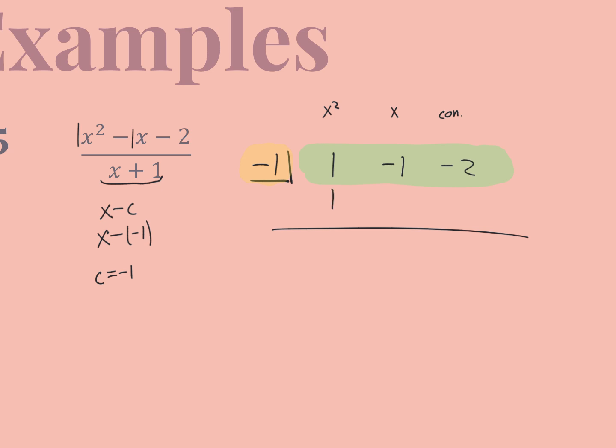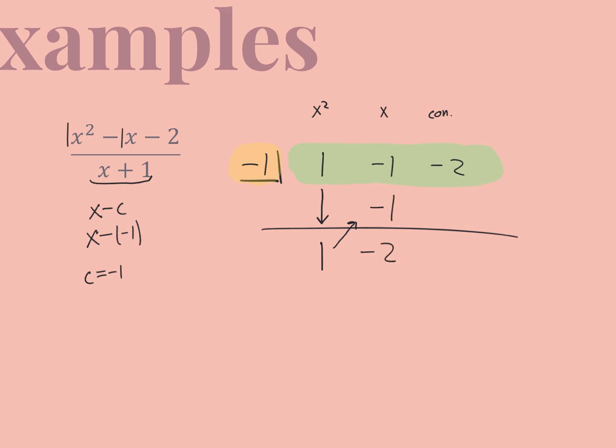All right? And then it follows this algorithm, which is going to look like this. The first time, you're going to bring this number down. You're not going to do anything to it. It's going to stay a 1. And then the number that goes up here is this number down here times our C value, which here is negative 1. And 1 times negative 1 is negative 1.